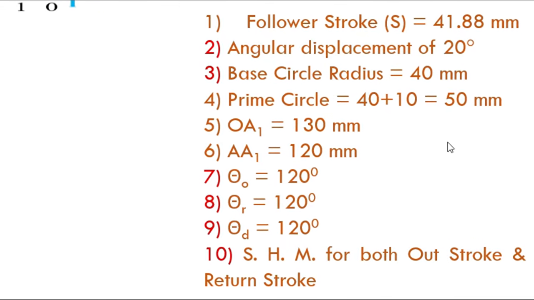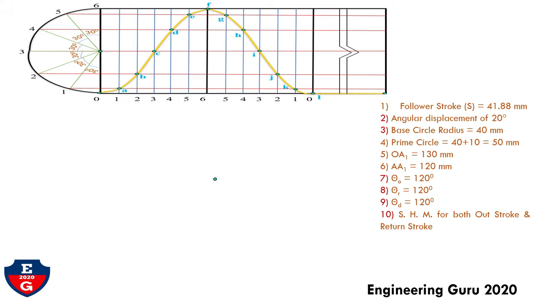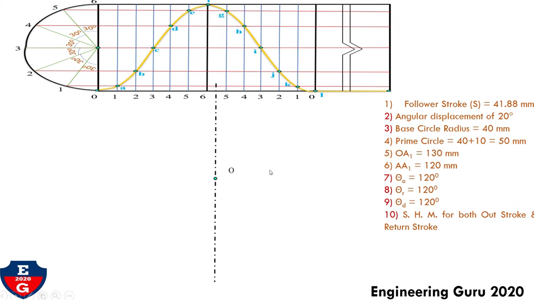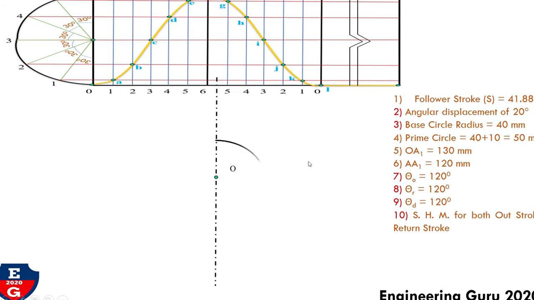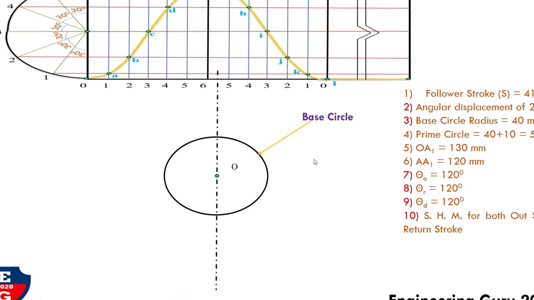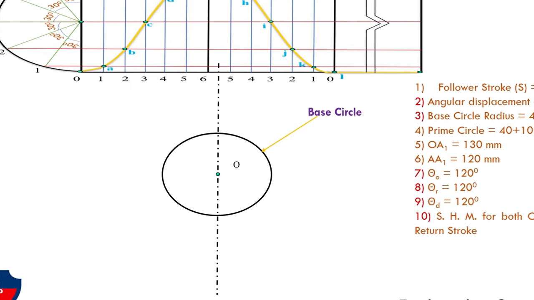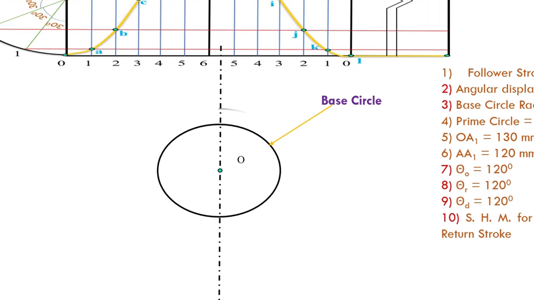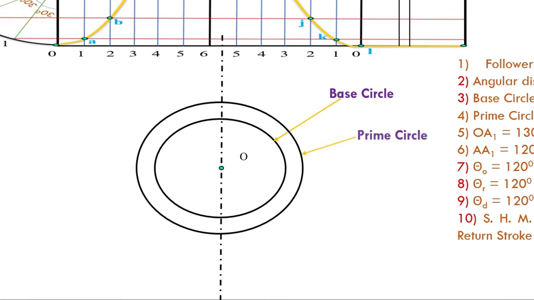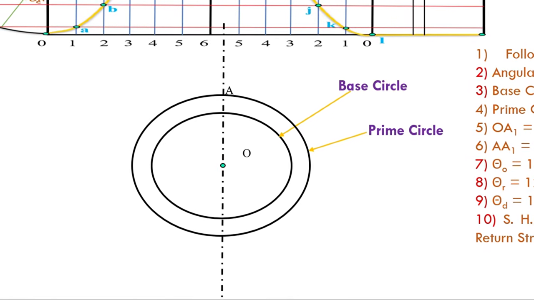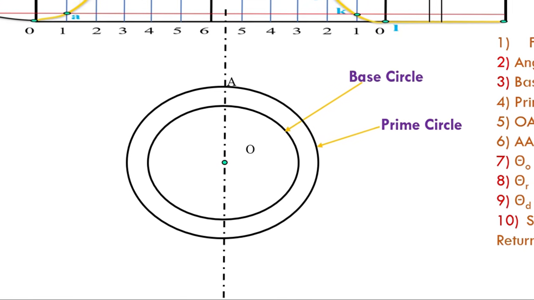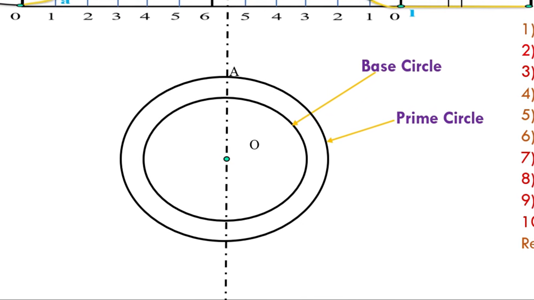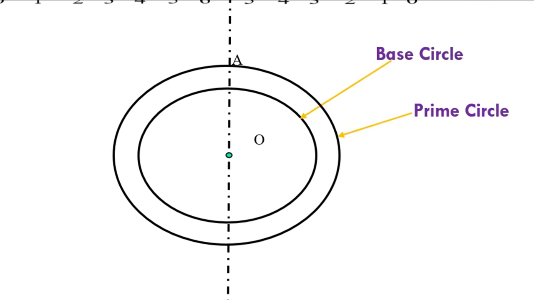and return stroke are given. Take one random point and draw a vertical line denoted by point O. First draw the base circle with center O and radius equal to the minimum radius of the cam, that is 40 mm. Now draw the prime circle with center O and radius OA, meaning radius of cam plus radius of rolling, equal to 40 plus 10 equal to 50 mm.